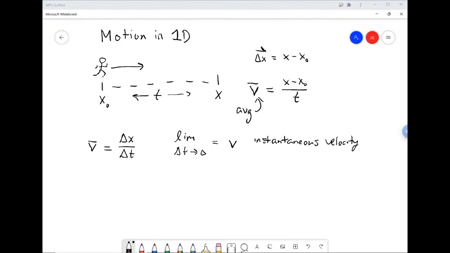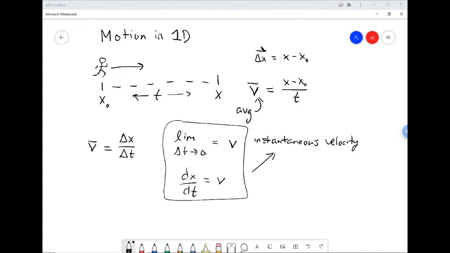You guys who are in calculus now or have taken it before, what you'll see here is another way of thinking about this as a derivative. So the limit as delta t goes to 0 of this thing over here is also the derivative of x with respect to time. These are equivalent ways of thinking about velocity in the limit.